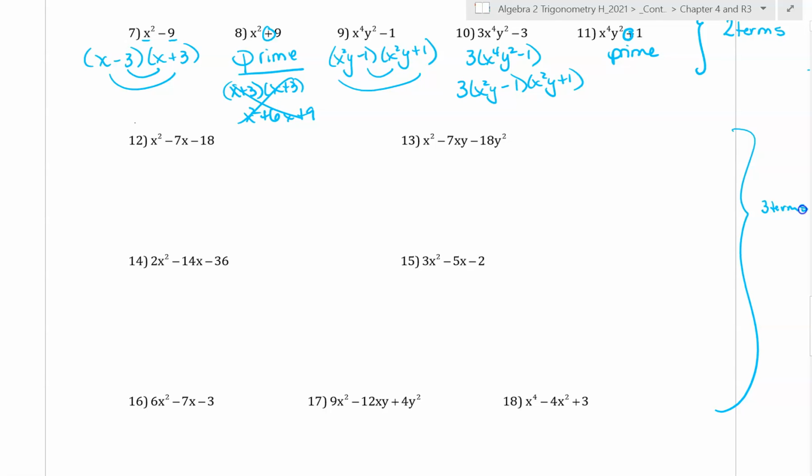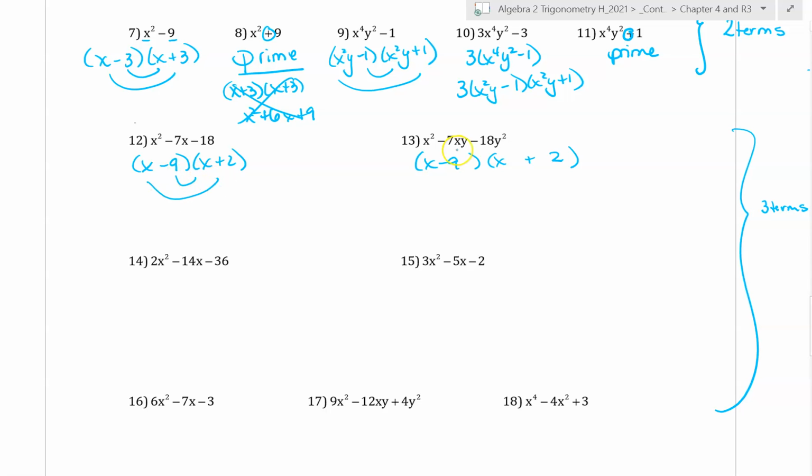So go ahead and pause the video and factor 12 and 13. Number 12, I'm looking for 2 numbers that multiply to give me negative 18 and add to give me negative 7. x minus 9 and x plus 2, that'll do the job. And negative 9x and positive 2x, that's negative 7x.